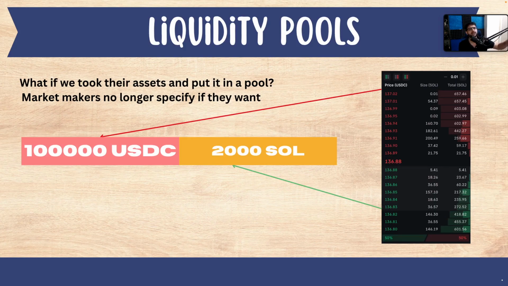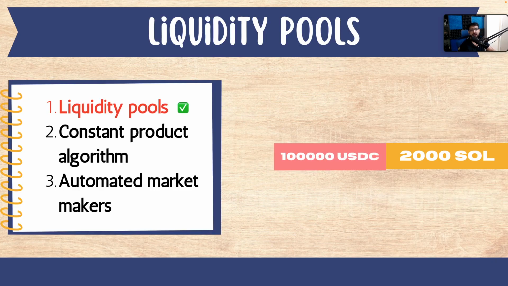I don't want to know what price you want to buy or sell on. Give me all your Solana. Give me all your USDC. I will make it tradable. People will trade on it. I will give you some fees. Whenever people trade on it, I will give you some 1% of the transaction. The algorithm that is used to decide the price is called the constant product algorithm.